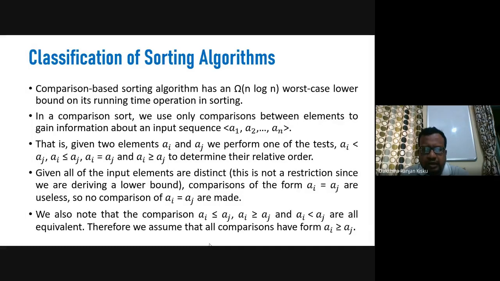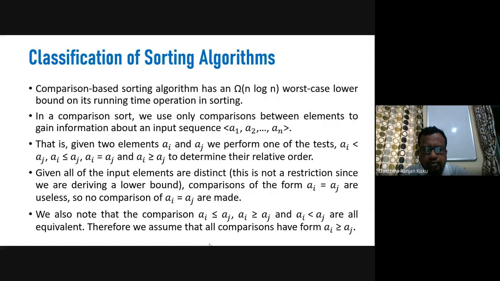If we consider a sequence of elements a1, a2 to an, then in this input sequence we will be interested in gaining information about the relative order between a1 and a2, between a1 and a3, between a3 and a4, and so on. So basically we are trying to gain information about the relative order among the elements, and this information can be determined using comparison based operations.